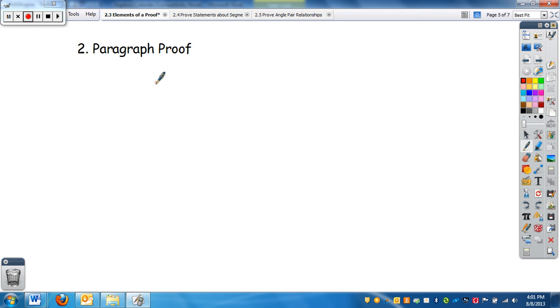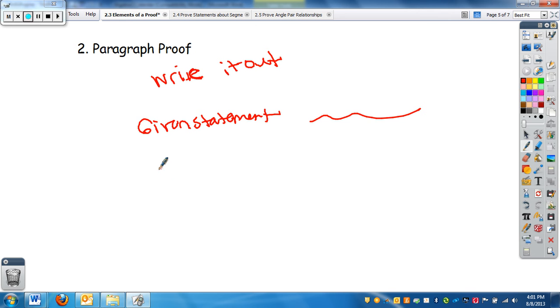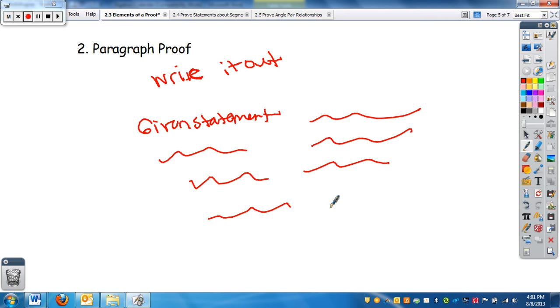A paragraph proof is just writing it out. To me, I like the 2-column and I like the paragraph proof because I can just write it out and say, I know this, and then I know this, and then I know this, and I know that. And again, when you start it off, you have your given statement, and then you're just going to write all your statements until you get to the end, and then your last statement is what you're trying to prove, and why do you know that.